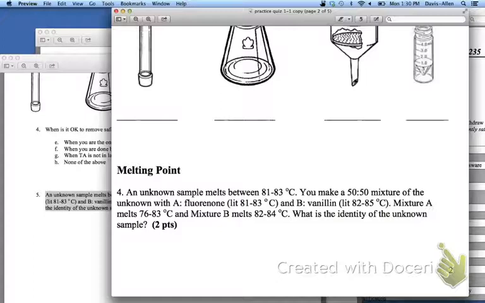What if the melting point I gave you to start off with, your unknown sample melts between, say, 60 and 70 degrees Celsius? Does it make sense to do any of these 50-50 mixtures? No. Why not? It's impure and it's not going to tell anything. It's already impure to begin with. Doesn't matter what we mix it with, we're still going to get an impure melting point, which makes it very difficult to draw any conclusions from that.